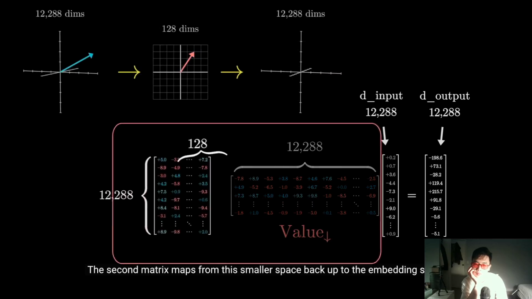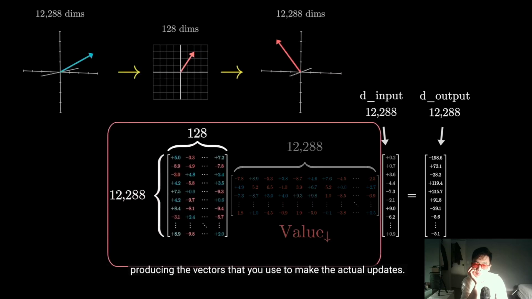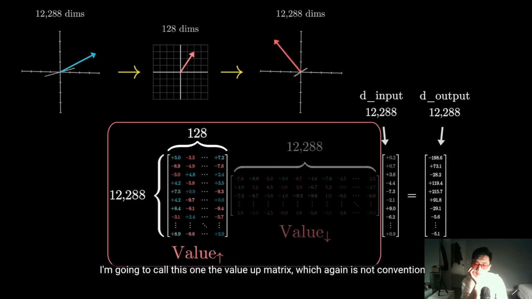The second matrix maps from this smaller space back up to the embedding space, producing the vectors that you use to make the actual updates. I'm going to call this one the value up matrix, which again is not conventional. The way that you would see this written in most papers looks a little different. I'll talk about it in a minute. In my opinion, it tends to make things a little more conceptually confusing.